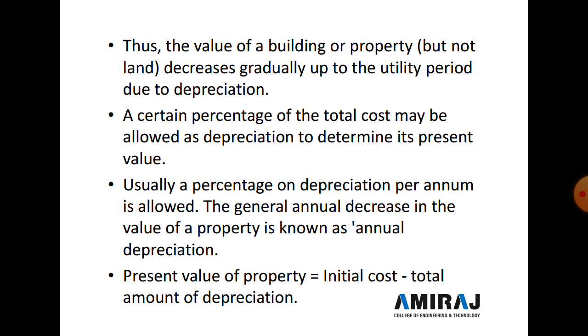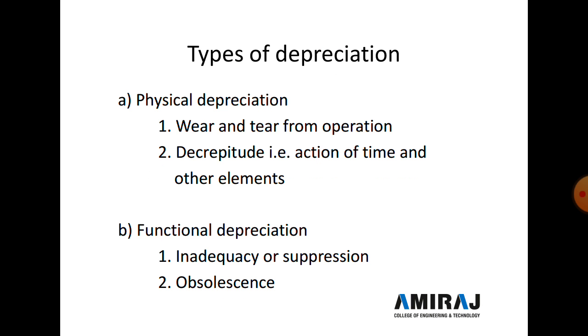Usually a percentage of depreciation per annum is allowed, and the general annual decrease in the value of a property is known as annual depreciation, and the present value of a property is the initial cost minus the total amount of depreciation. Here the different types of depreciation are given. First it is divided into two main parts, physical depreciation and functional depreciation.